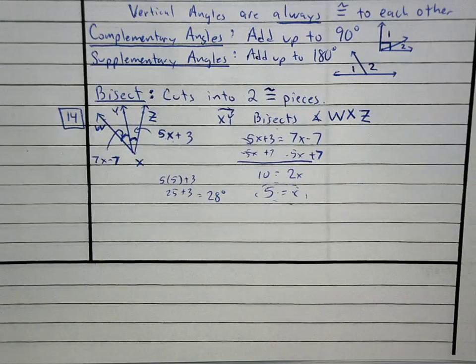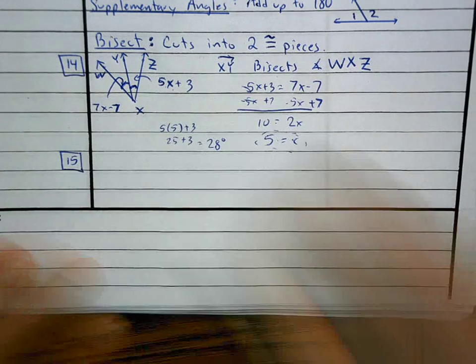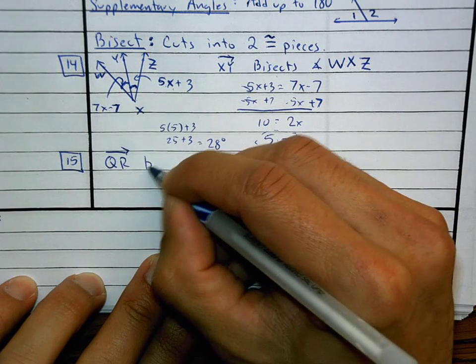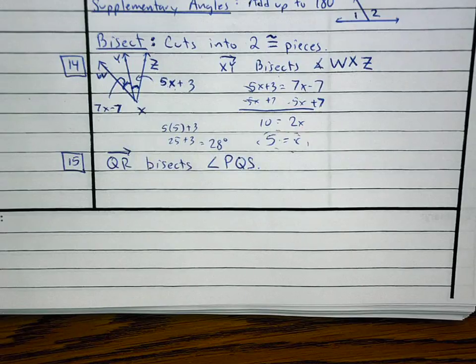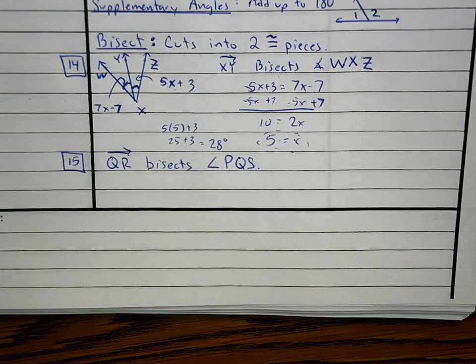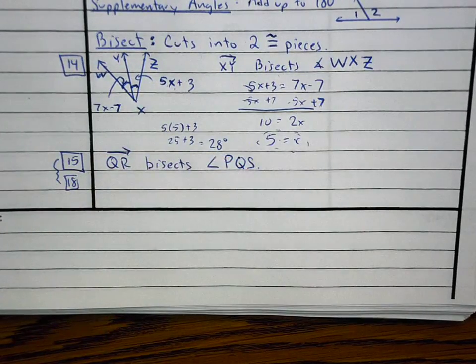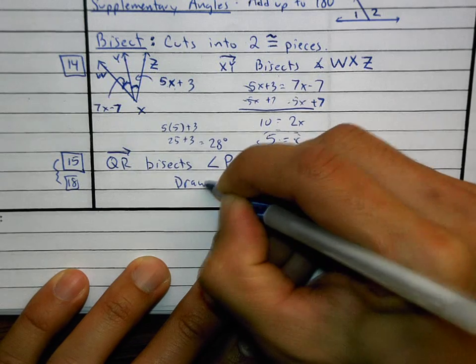I'm not going to do number 15, but I want to start off with number 15 because it says this, and I'm going to just draw this for you. Here's 15. It starts off by saying this: ray QR bisects angle PQS. And they do not draw you a picture. It doesn't matter what problem, and this is like 15 through 18. It's literally these problems all the way through 15 through 18. It starts off by making a statement and it doesn't give you a picture. So what you are going to have to do is draw a picture. I'm going to write that down. I'm going to draw a picture.